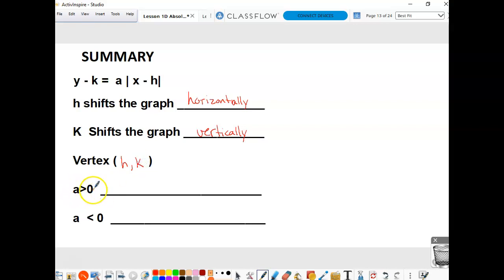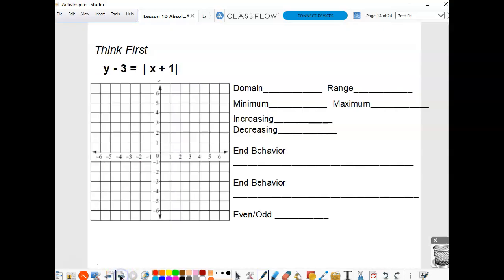When a was a positive number, the graph opened up. When a was a negative number, the graph opened down because it reflected it over the x-axis. All right, so let's see if we can apply all these things to some equations. So what's going to happen? Real quick, I want to go ahead and label these things. I want to know what h is, I want to know what k is, and I want to know what a is.